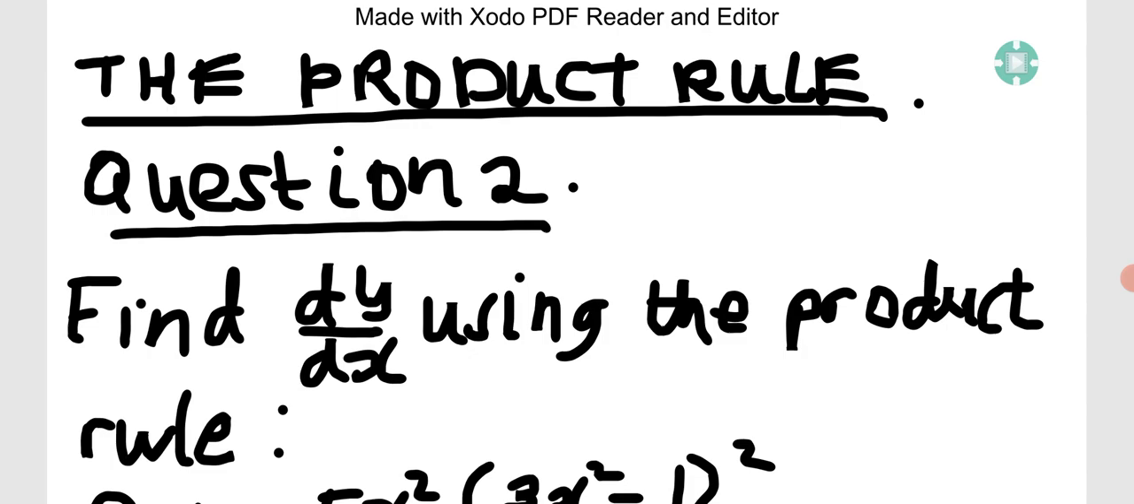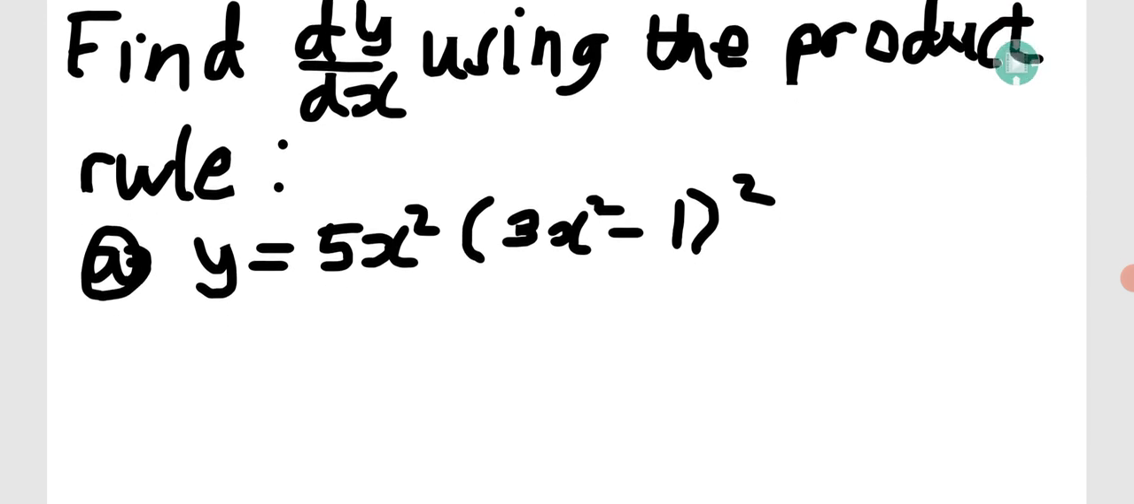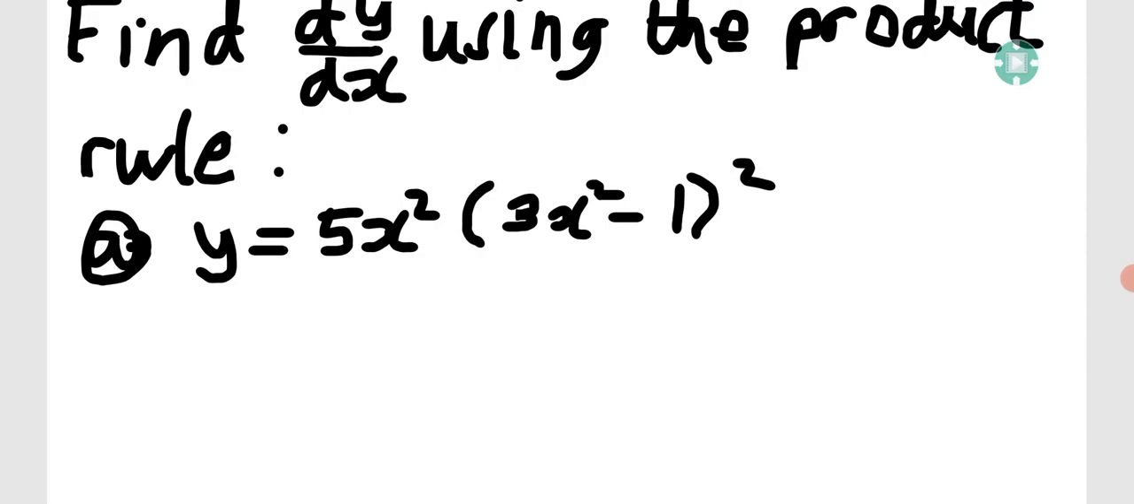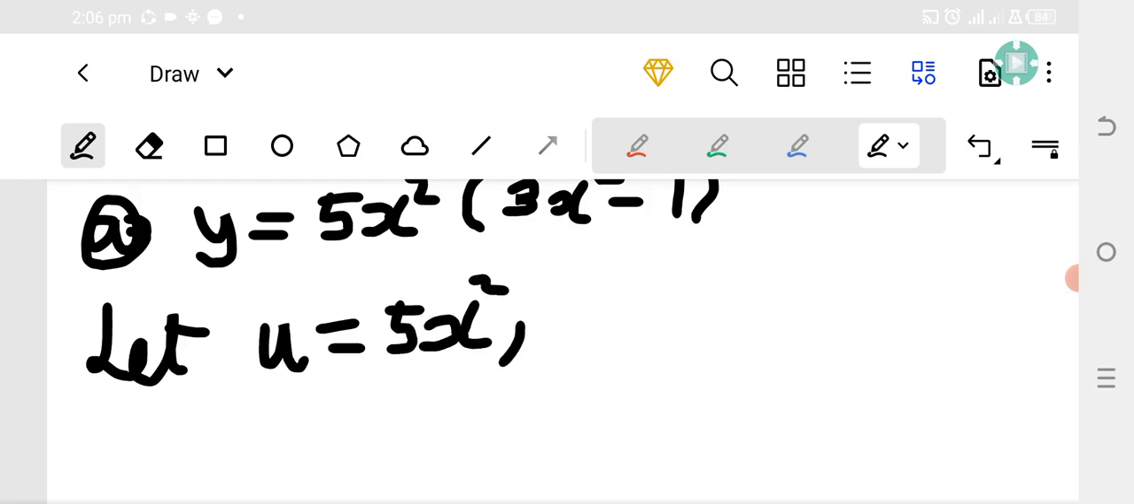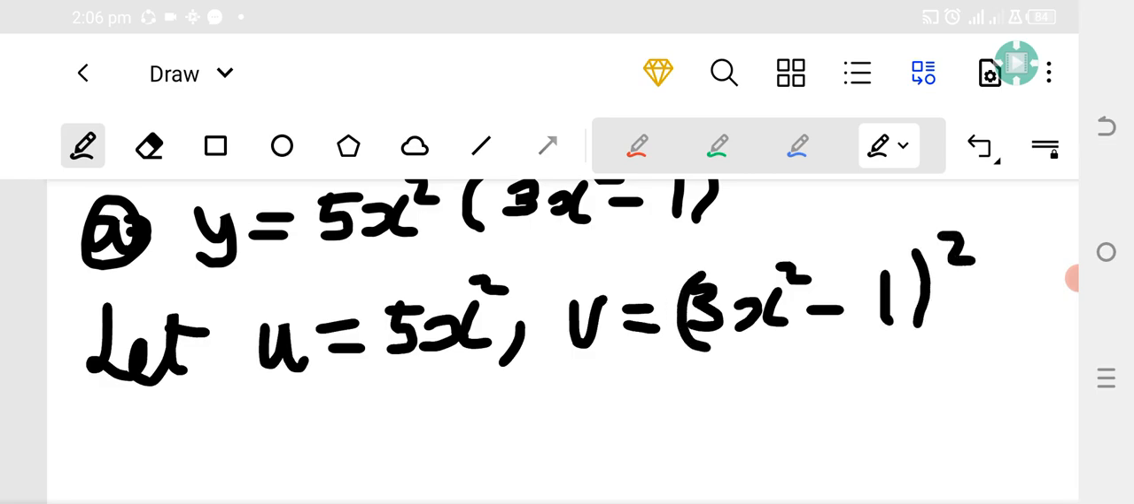So this is the product rule, question 2, which says find dy/dx using the product rule. You have y equal to 5x squared multiplied by (3x squared minus 1) raised to the power 2. To answer this, we start by saying let u be equal to 5x squared, and then v will be equal to (3x squared minus 1) raised to the power 2.